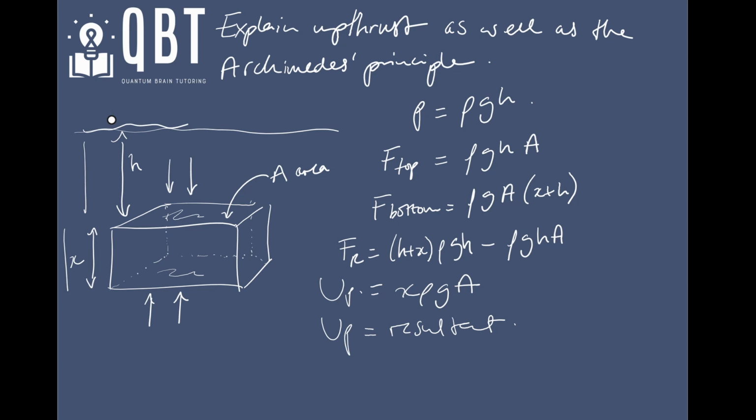But how does this relate to Archimedes' principle? That's the second part of our problem. Archimedes' principle states that the upthrust exerted on a particular body immersed in a fluid, whether partially or fully, is equal to the weight of the fluid that the body displaces. So the weight of the fluid displaced by our submerged body is equal to the upthrust, and that is what Archimedes' principle states.